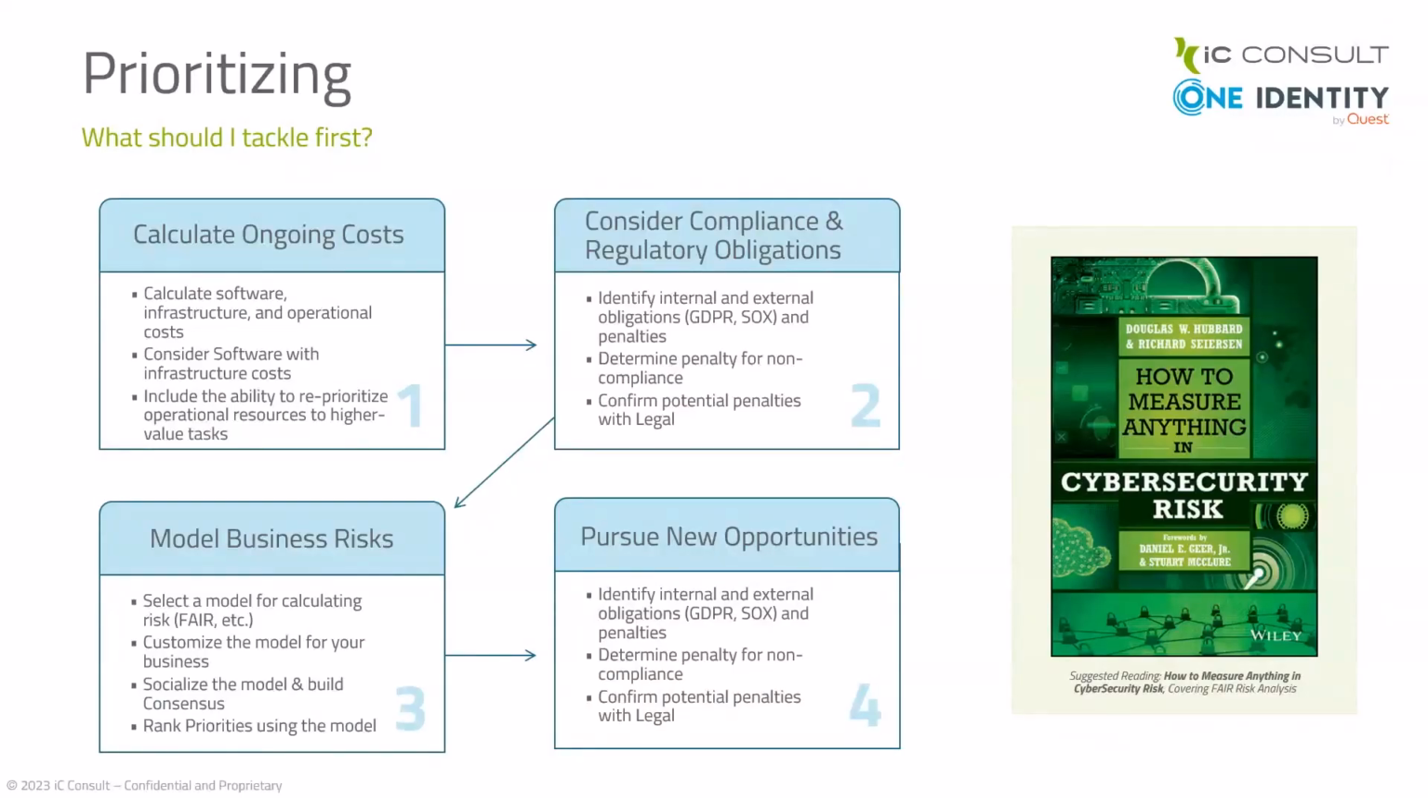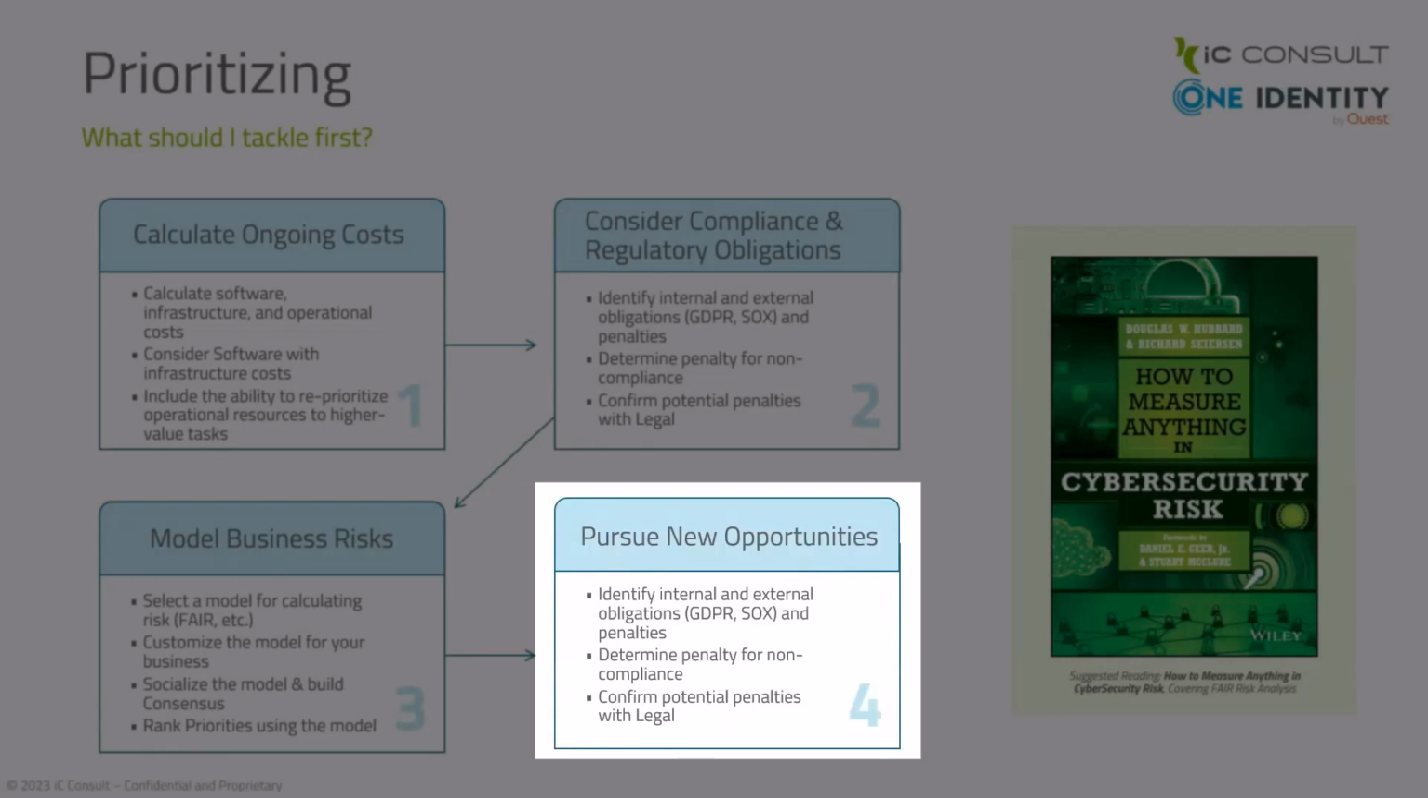It's also important to build consensus around that model. If you present a model that other folks don't agree with, you're going to have a challenging time using that to drive prioritization activities with the organization as a whole. So once you've begun to build that model, it's important to socialize that model and to rank your priorities using it. Lastly, once you've done that, then you can begin to pursue new opportunities.